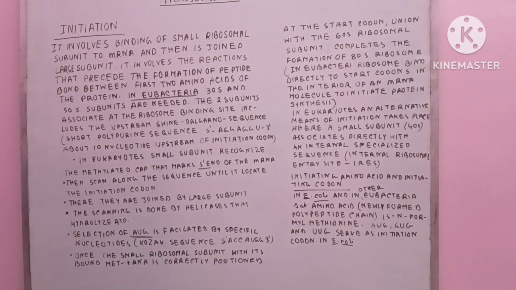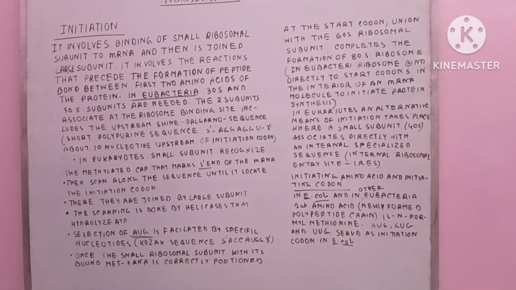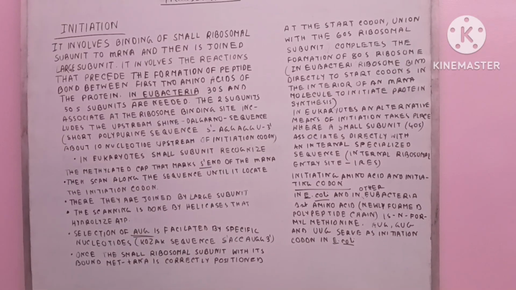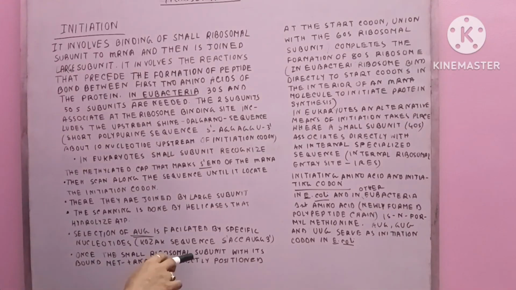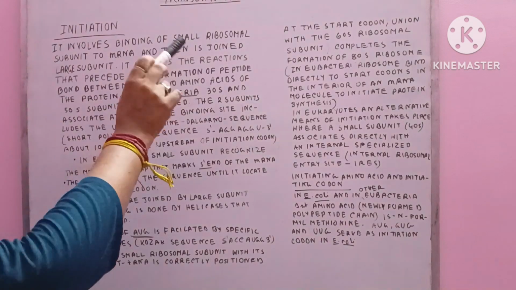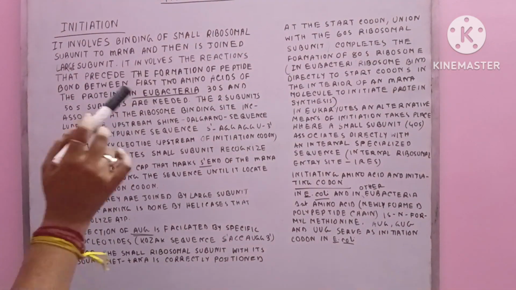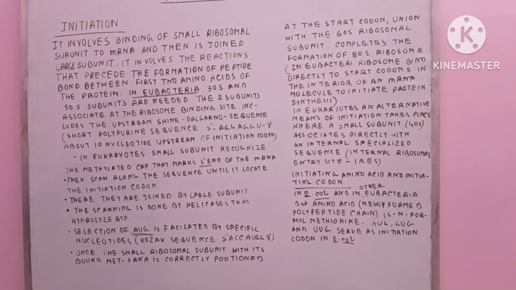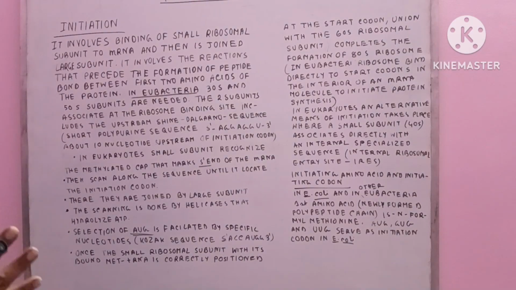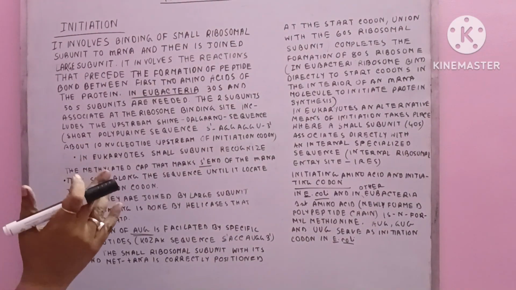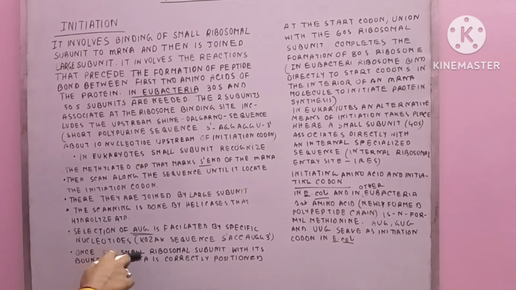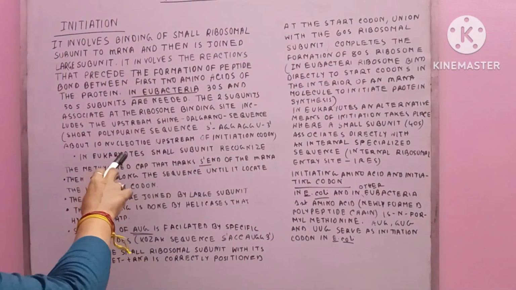And the next step is that once the small ribosomal subunit with its bound Met tRNA is correctly positioned at the start codon, Met means methionine, union with the 60S, the large ribosomal subunit, completes the formation of the 80S ribosomal subunit. That means the total ribosomal formation is completed. The 80S is the complete ribosome, where the small subunit is the 30S, I think.